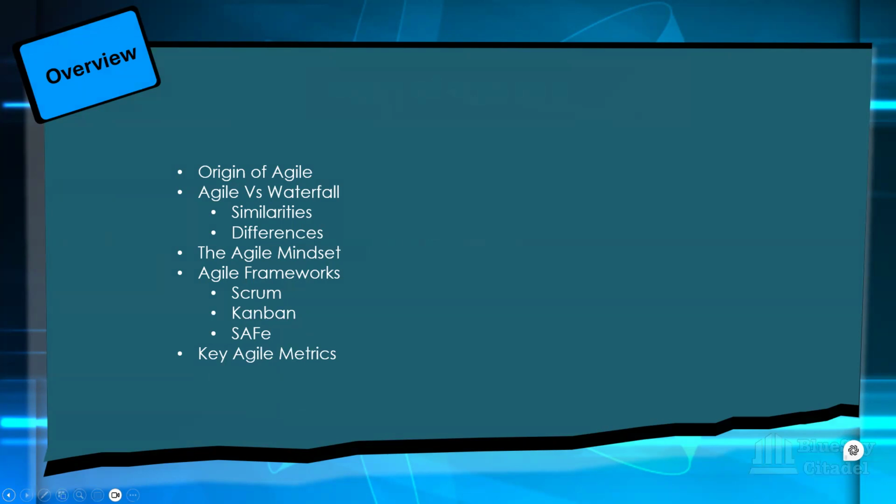We'll look at the agile mindset. When we see somebody has an agile mindset, what are we saying? What does it mean? We'll look at some key agile frameworks. We'll look at Scrum, Kanban, and SAFe. And then we'll look at some key agile metrics. So those are the areas that we'll be covering tonight. Okay, so let's dive into it.